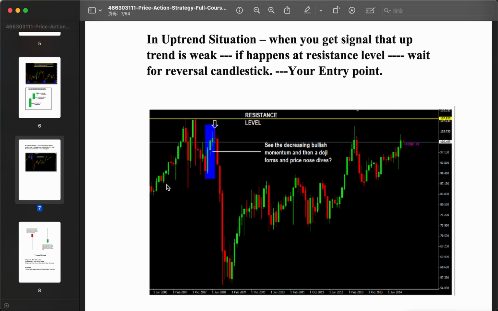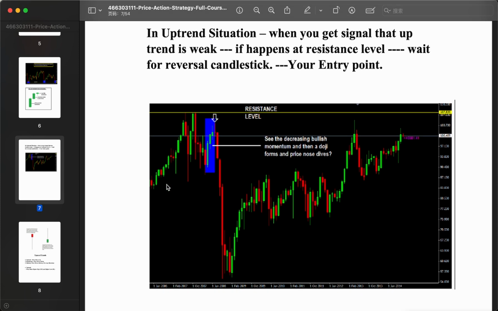So in an uptrend situation, when you get a signal that the uptrend is weak, it happens at a resistance level. Wait for several candlesticks for your entry point. It is extremely important for you to place the right trade at the right time. You need to place the trades at the entry point.